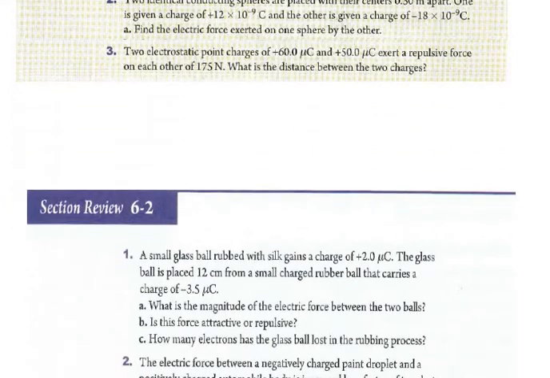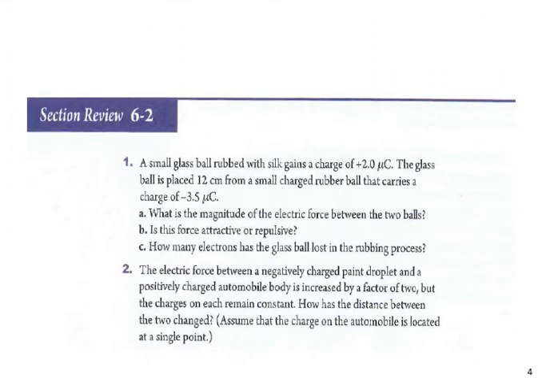Now let's get to section review 6.2. The first question says a small glass ball rubbed with silk gains a charge of plus 2 microcoulomb. The glass ball is placed 12 centimeters from a small charged rubber ball that carries a charge of minus 3.5 microcoulomb. What's the magnitude of the electrical force between the two balls? If F is asked, is this force attraction or repulsion? This part is not very important.